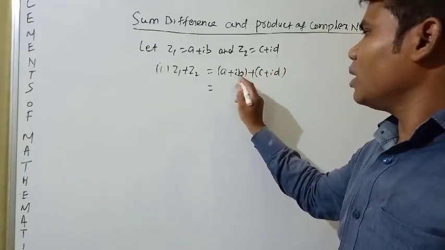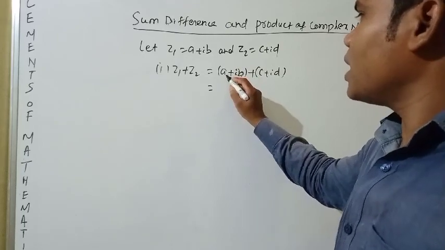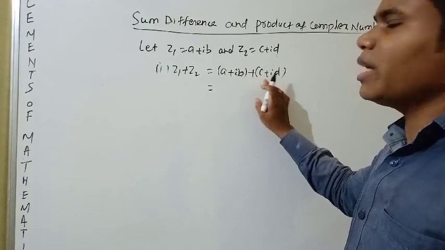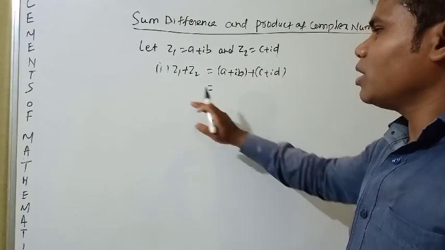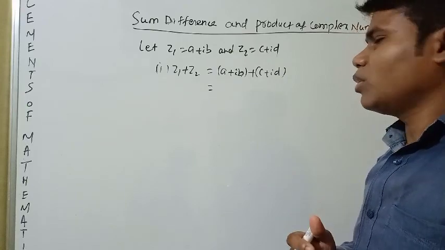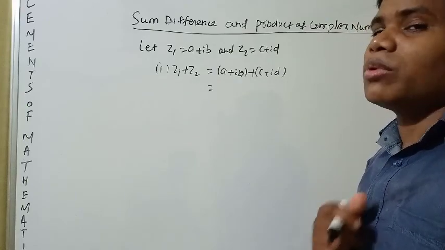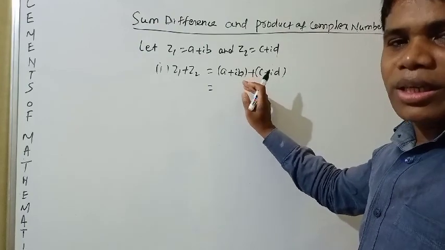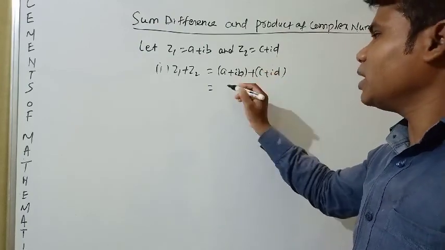You see A plus IB, A is the real part, B is the imaginary part. Here C is the real part, D is the imaginary part. Suppose we need to add Z1 plus Z2, that means we have to add real part with real part and imaginary part with imaginary part.